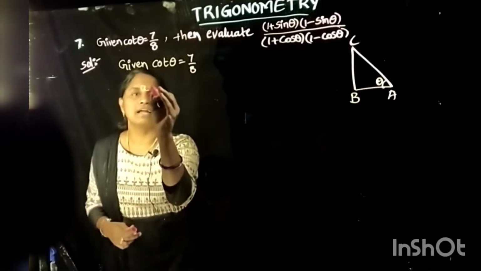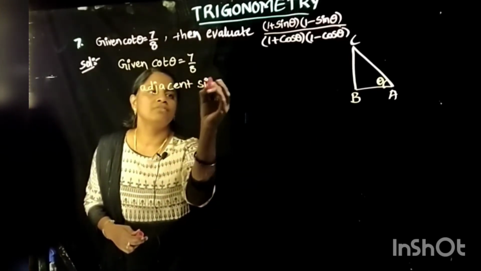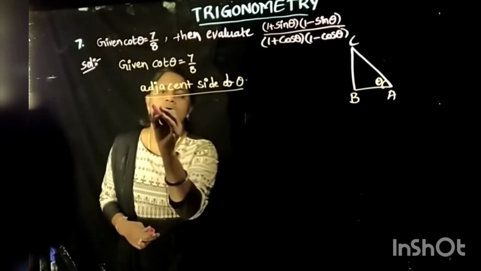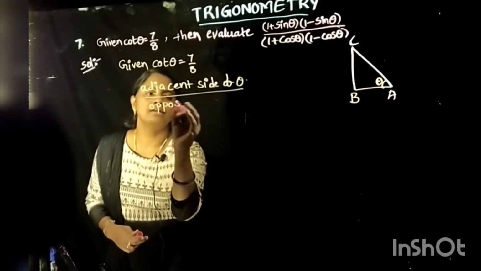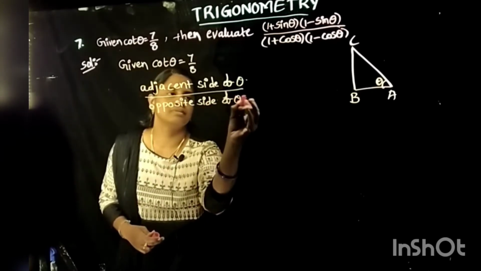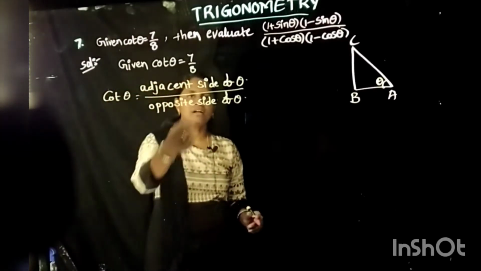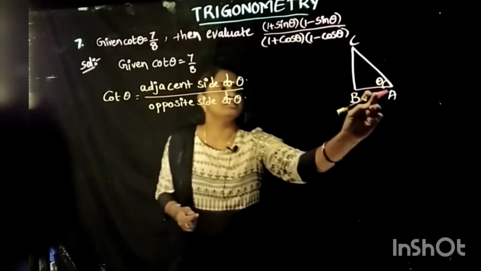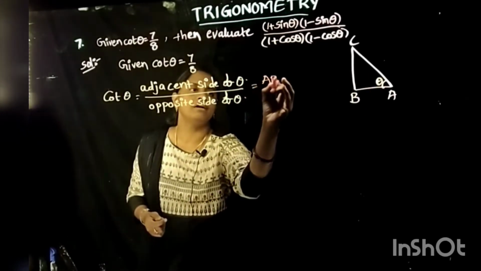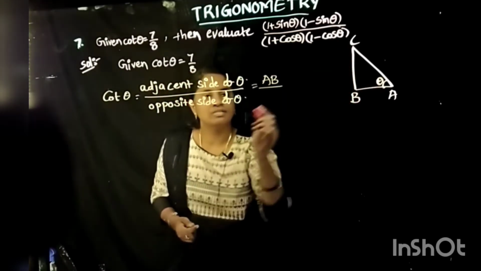It is the adjacent side of angle theta by the opposite side of angle theta. That is equal to cot theta. Here what is the adjacent side of theta? AB is the adjacent side of theta. Next, what is the opposite side of theta? BC is the opposite side of theta.